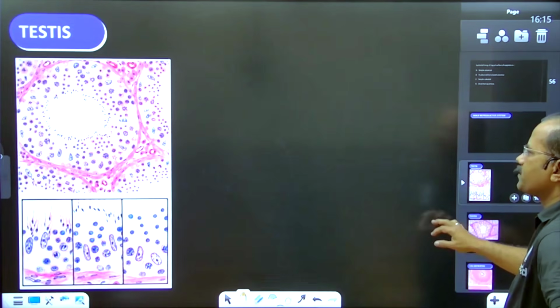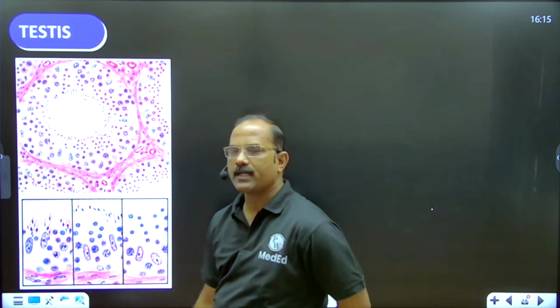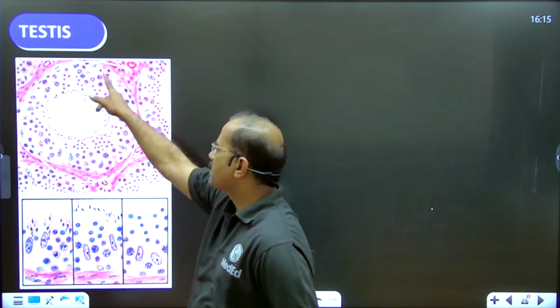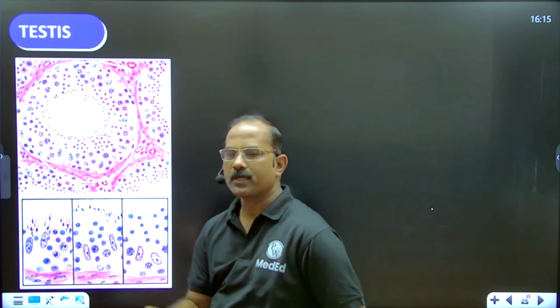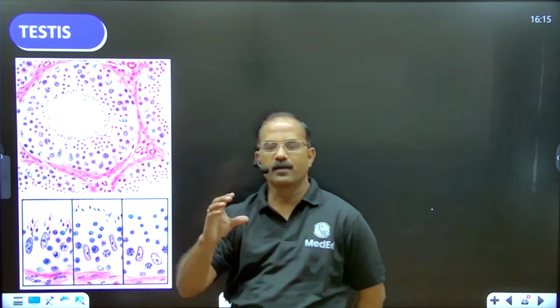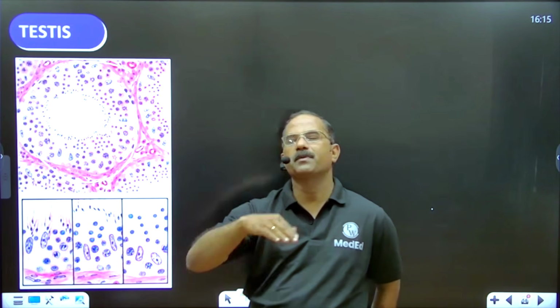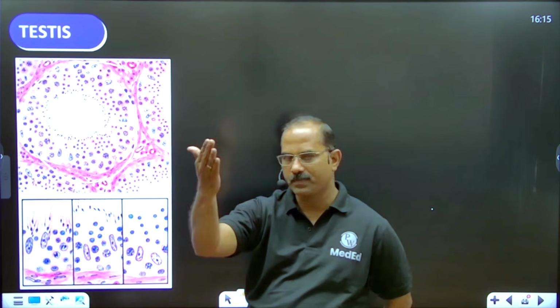Now coming to testis. What are the characteristics of testis? That's a seminiferous tubule. So this is one seminiferous tubule, and this seminiferous tubule shows different stages of developing sperm, right from spermatogonia type A, then primary spermatocytes, secondary spermatocytes, spermatids, and finally the sperms.